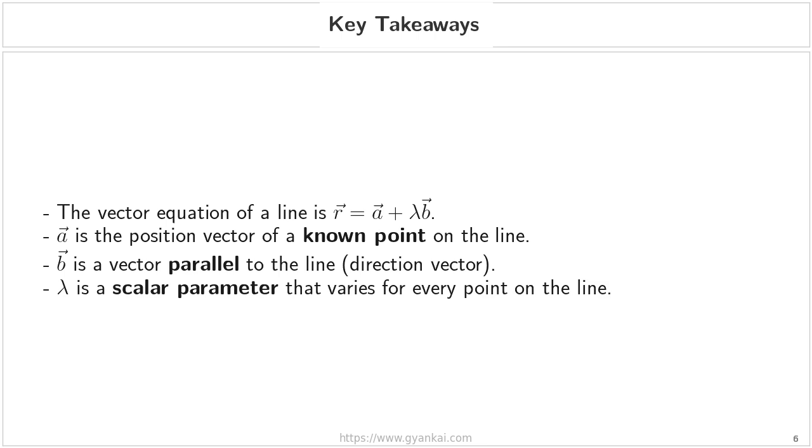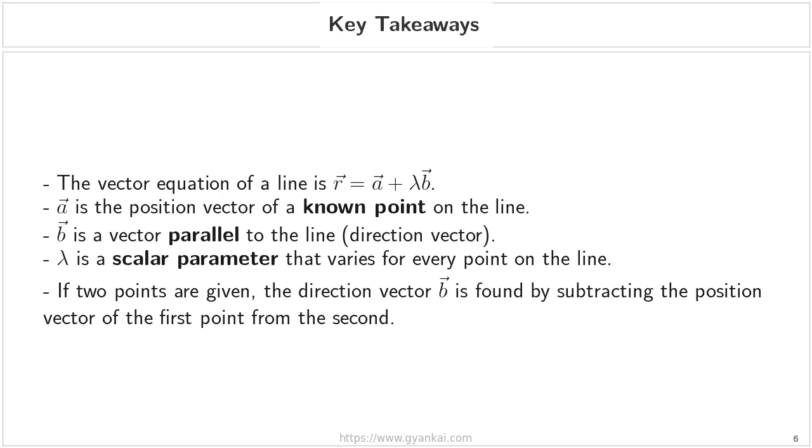Third, we have lambda, which is a scalar parameter. This is a very important part of the equation because lambda varies for every single point on the line, allowing the line to extend infinitely in both directions. Finally, a quick tip for those problems where you aren't given a direction vector directly. If you are provided with 2 points, you can find the direction vector, b vector, by simply subtracting the position vector of the first point from the position vector of the second point.